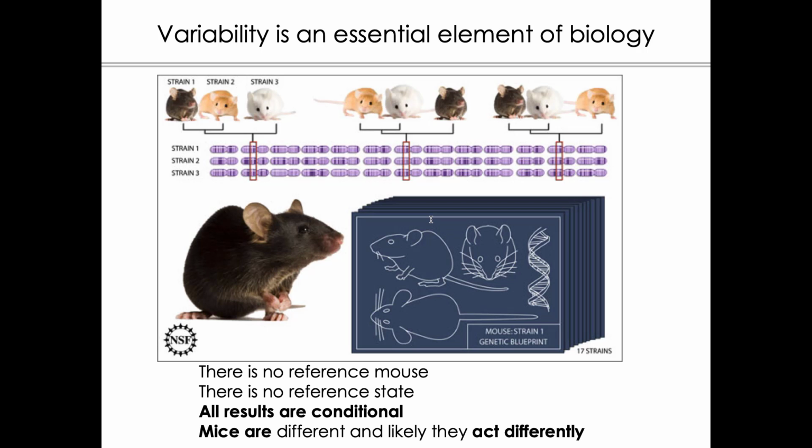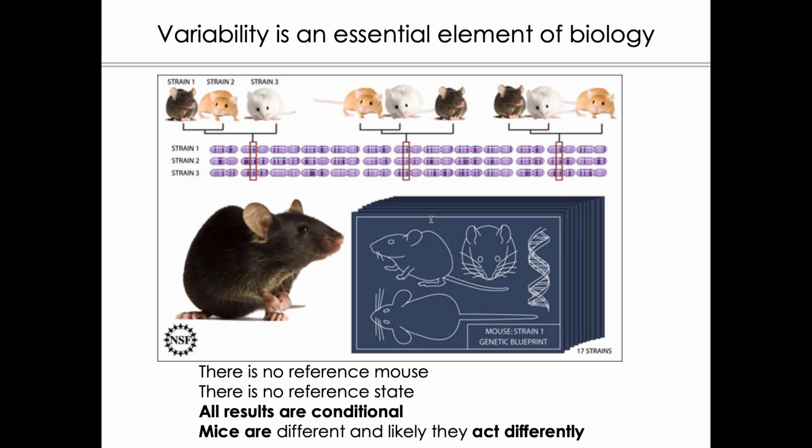There have been a lot of attempts, for instance by the NSF, to systematically take strains of mice or flies or other species and map out their genome. And what is clearly observed, exactly as in a human population, is that mice are different genetically and phenotypically, exactly as humans are different. One consequence of this genetic variability is at the center of the very big field of precision or personalized medicine, where physicians, for instance at Mass General, observe that patients who have the same disease phenotype may react differently to treatment. So there is no reference mouse, there is no reference state, all results are conditional, and that I think is important to recognize.